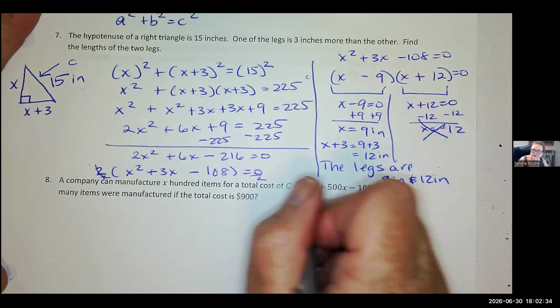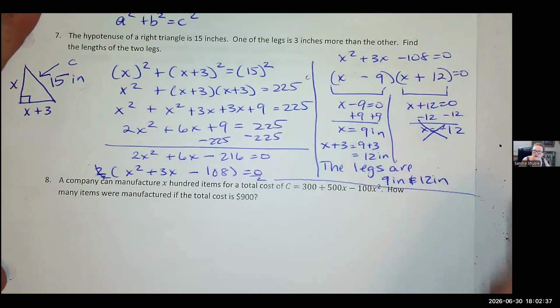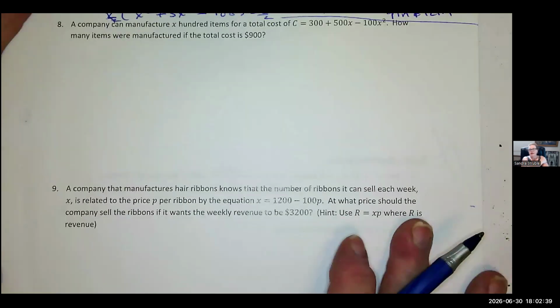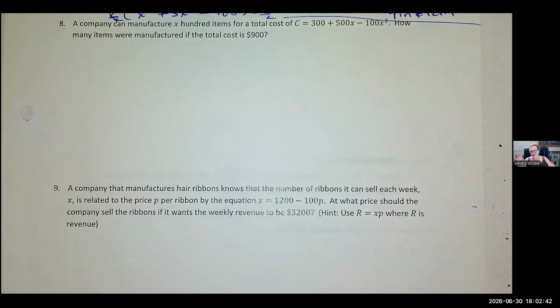All right. This next one's a little bit more difficult. Let me read it to you first. A company can manufacture x hundred items for a total cost of C. So this stuff after the equal sign is a representation of what the total cost is to manufacture x hundred items. We need to find out what that x is. How many items are manufactured if the total cost C is 900?